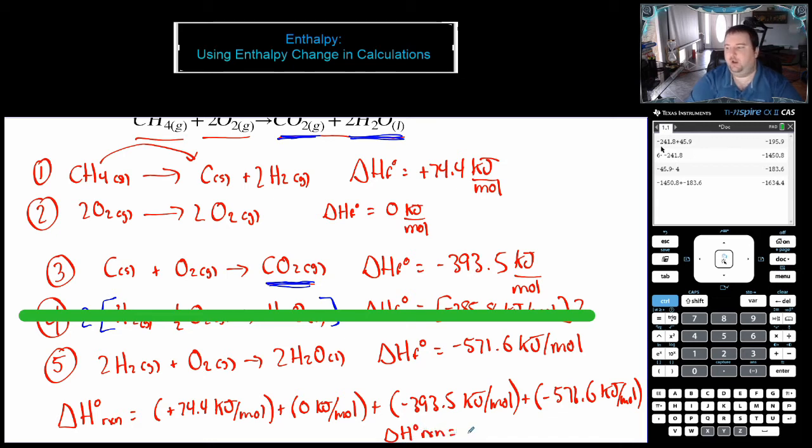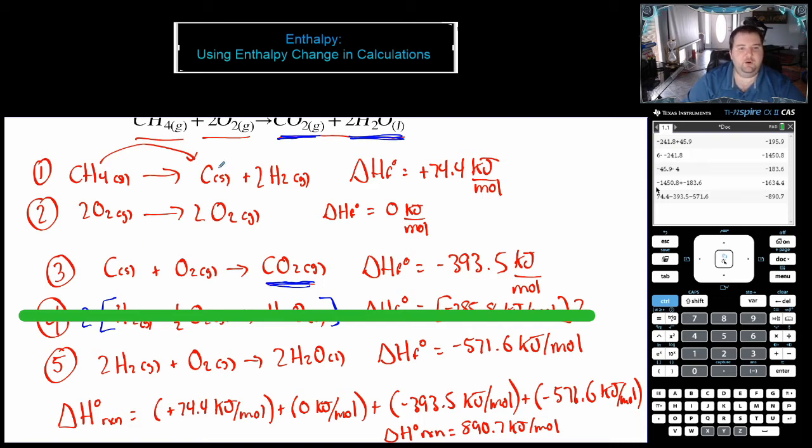Now, when I add that all up, I end up with a delta H of my reaction of, let's take out our calculator because I need help on this one, 74.4 minus 393.5 minus 576.6. No, 571.6, equals 890.7 kilojoules per mole.